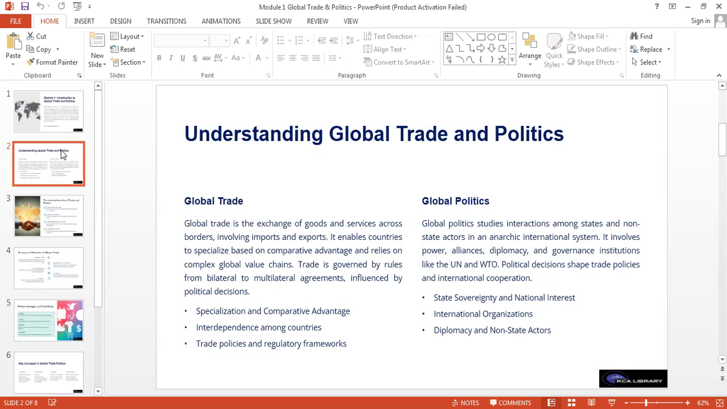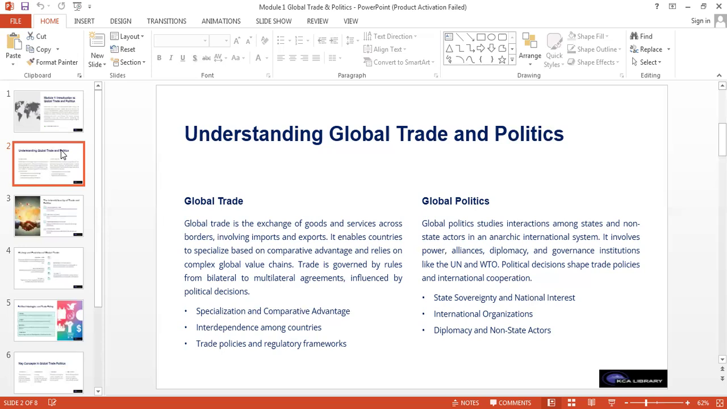So it's a trade between countries. It involves importation and exportation across borders, and this is what global trade is. Trade is governed by rules from bilateral to multilateral agreements, as we'll be seeing as we go on in the lecture, influenced by political decisions.